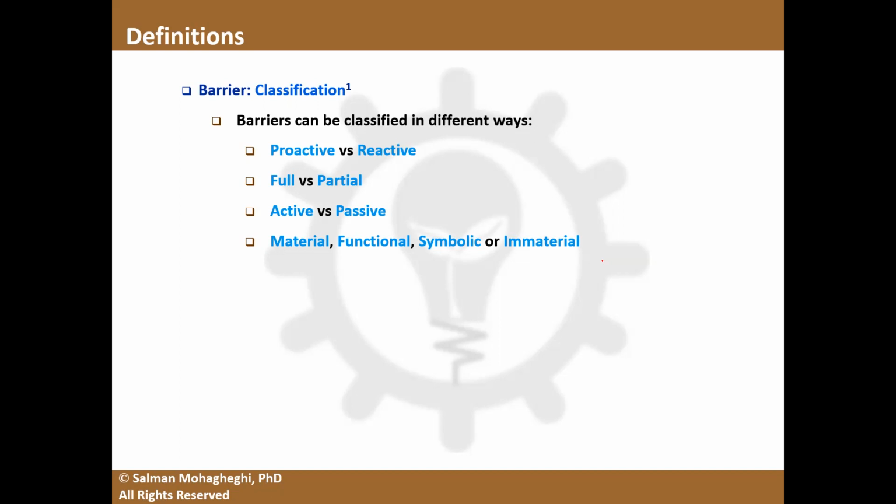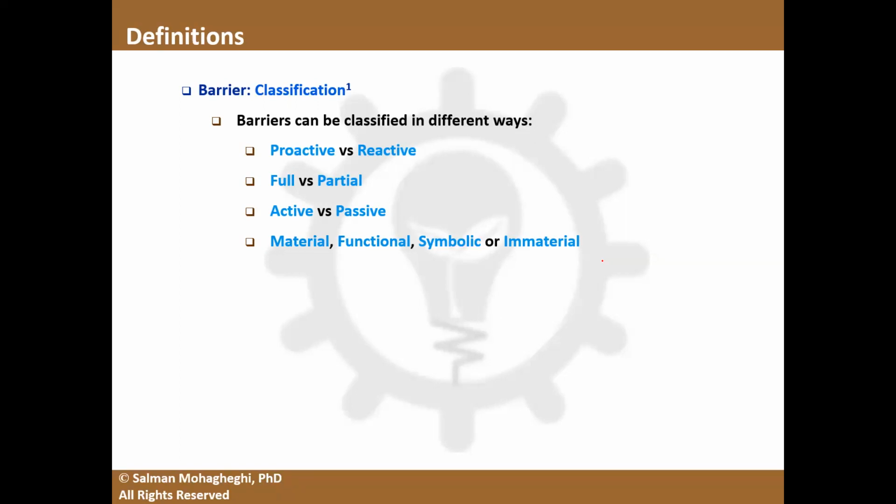Barriers can also be full versus partial. Full means that it's completely protecting your asset. Partial means that it provides some protection, but it's not a complete protection. An example of a partial barrier is an alarm system. An alarm system, if it functions properly, will notify people about an imminent threat, and hopefully people can evacuate as quickly as possible, minimizing the consequences, but it cannot fully protect people.